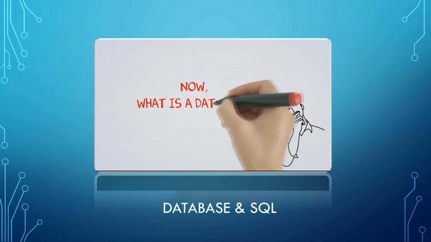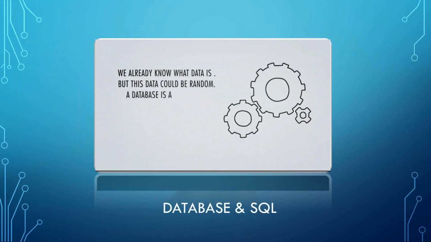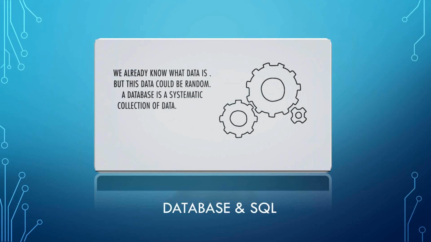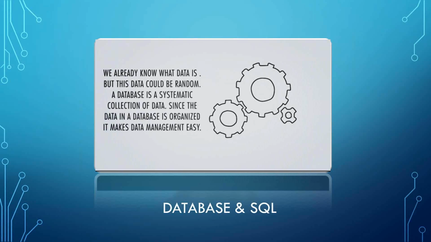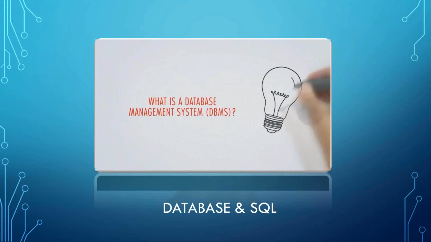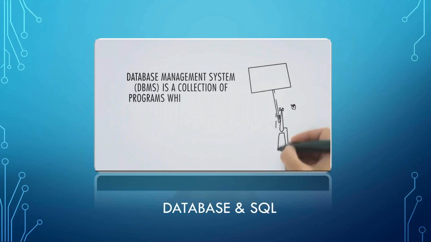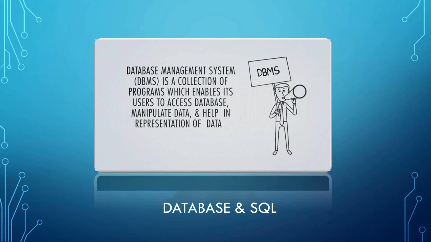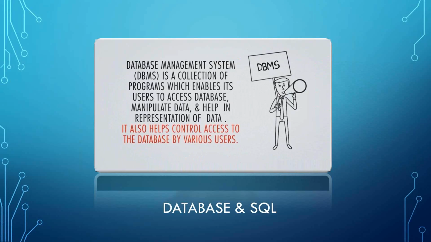Now, what is a database? We already know what data is, but this data could be random. A database is a systematic collection of data. Since the data in a database is organized, it makes data management easy. What is a database management system? DBMS. Database Management System, or DBMS, is a collection of programs which enables its users to access a database, manipulate data, and help in the representation of data. It also helps control access to the database by various users.